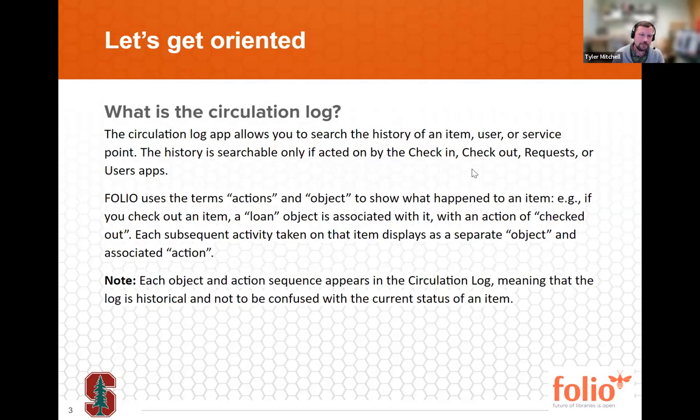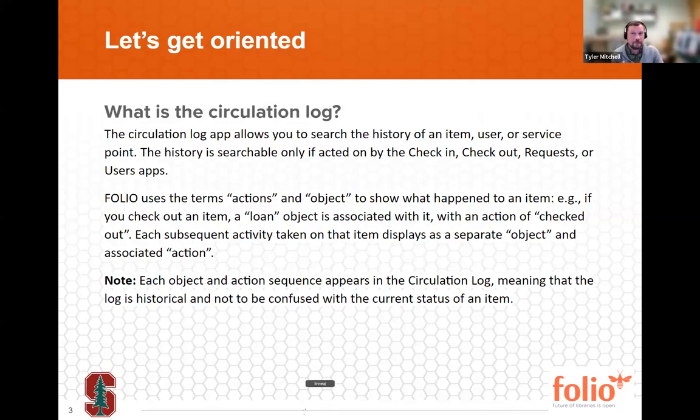Also, just to get our heads around the terms that FOLIO uses that are especially important for the circ log, it uses the terms actions and object to show what's happened to an item, a user, or a service point. So for example, if you check out an item, there's a loan object associated with that, and the action is checked out. Again, you'll see this in the log and the tables and specific records that we look at. And so in the case of that example, each subsequent activity taken on that item is displayed as a separate object with an associated action.